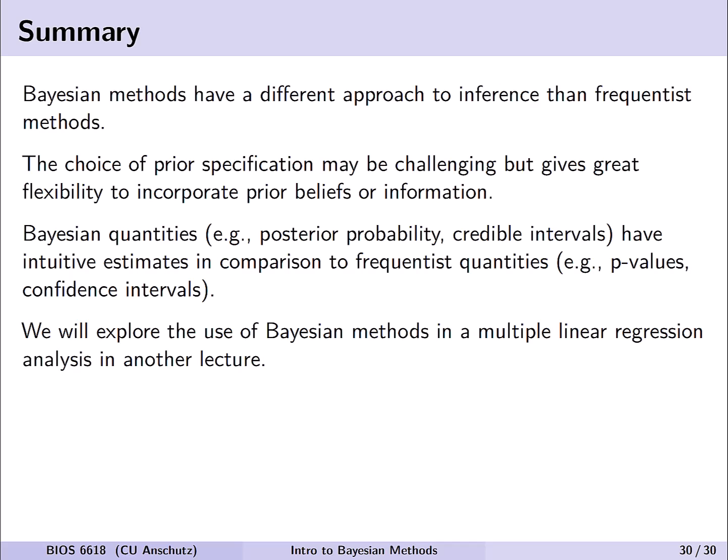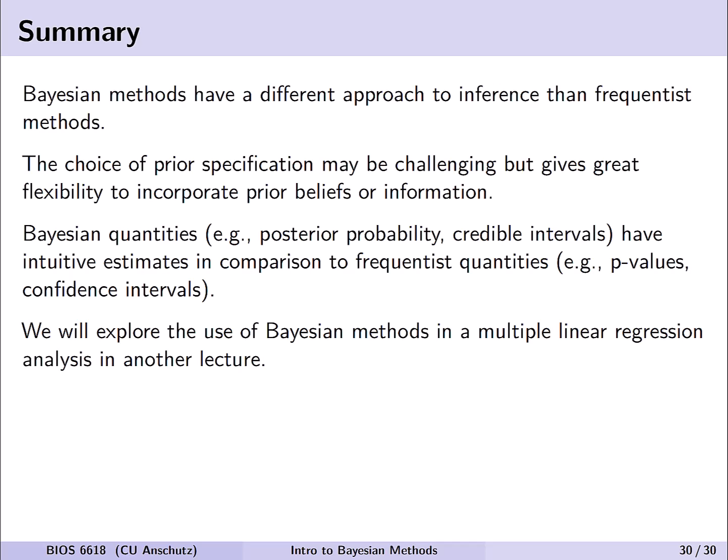Let's close with a brief summary now. The point of this lecture was to highlight that Bayesian methods have a different approach to inference than frequentist methods, and to introduce the concepts and terminology that we'll be applying in practice in some example lectures later on with multiple linear regression. We did see that the choice of prior specification can be challenging, but the Bayesian approach gives great flexibility in our modeling to incorporate prior beliefs or information to specify a prior. And remember, in practice, we should look at a range of priors for any analysis to check the sensitivity and robustness of our posterior inference to changing prior specifications for what we think are reasonable priors.